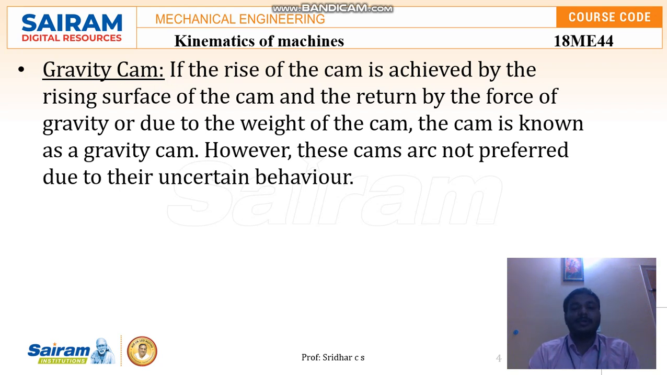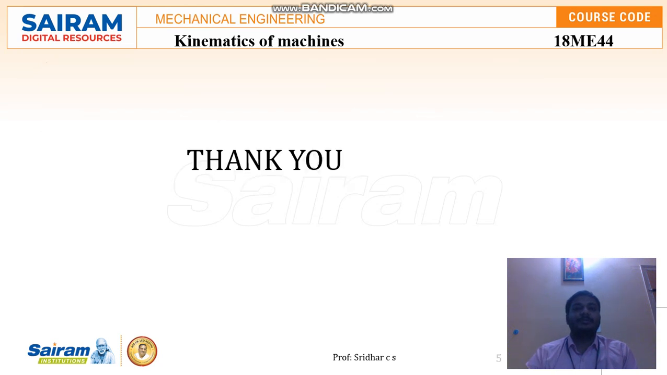However, these cams are not mainly preferred because of their uncertain behavior. This uncertain behavior is because the weight may vary, or due to the gravity, so the exact motion provided from this cam cannot be achieved. Hence this type of cam is normally not preferred much because of its uncertain behavior. So these are the three types of cams which are used by the constraints from the motion. Thank you.